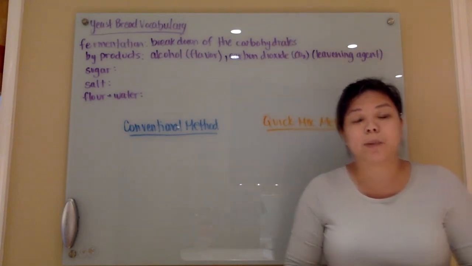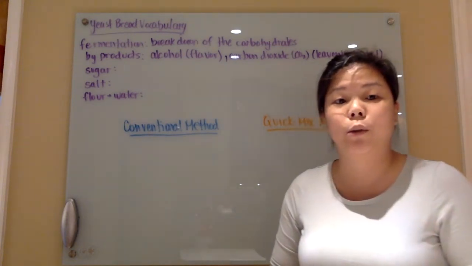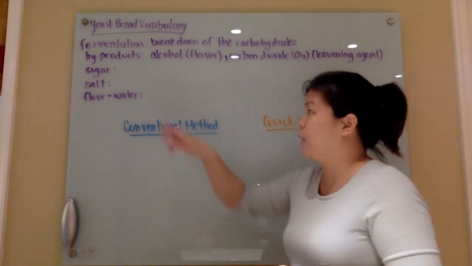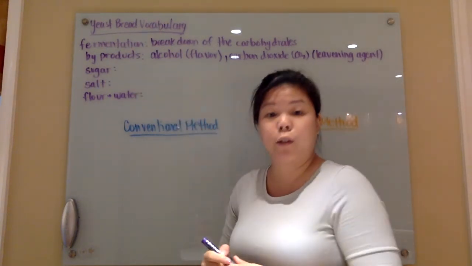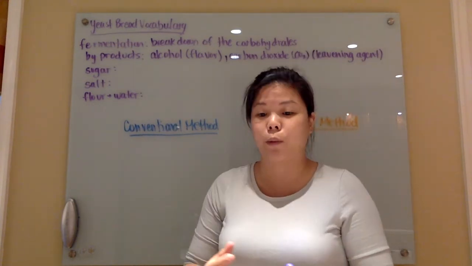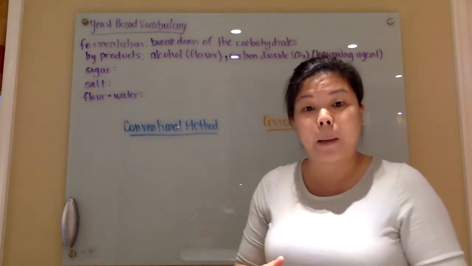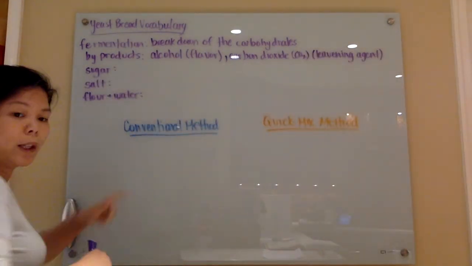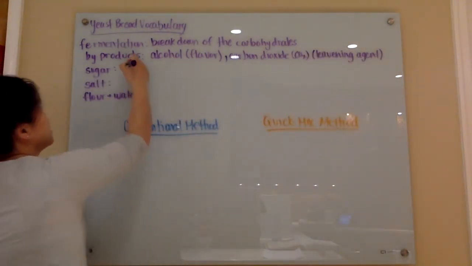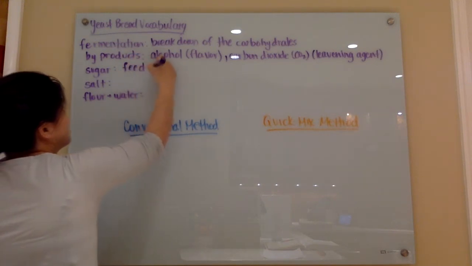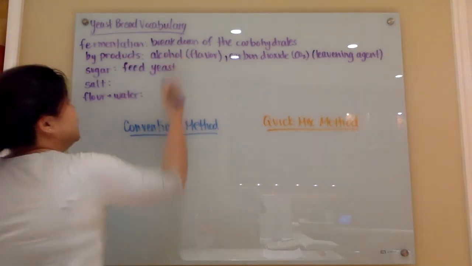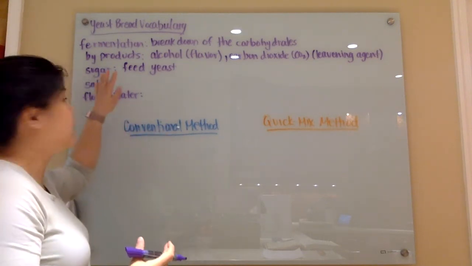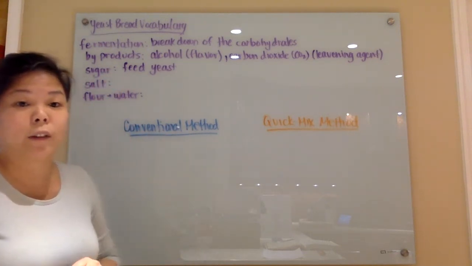When we make yeast breads, there are some key ingredients that we use to help with the production of our yeast breads. One of the first ones is sugar. This could be in the form of granulated sugar, brown sugar, honey, maple syrup, agave, whatever it is. But this sugar helps to feed our yeast. So in order for my yeast to grow and to create that carbon dioxide, I need to feed it, and so the sugar is what the yeast feeds off of.